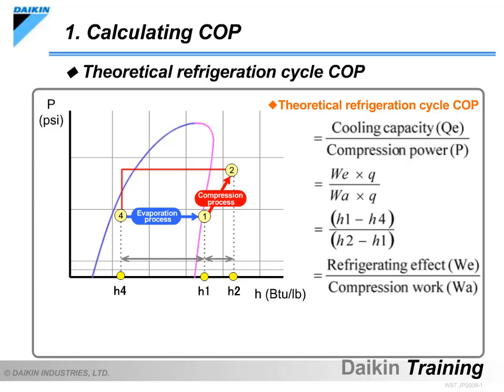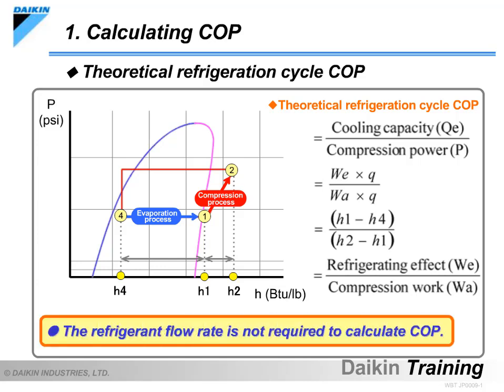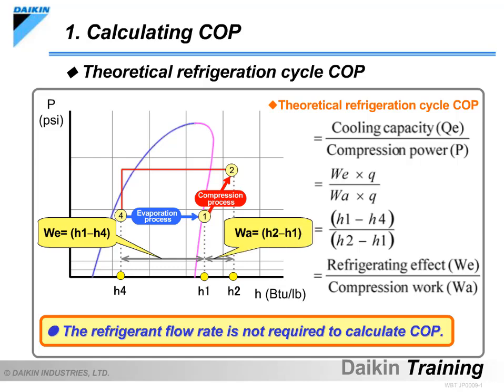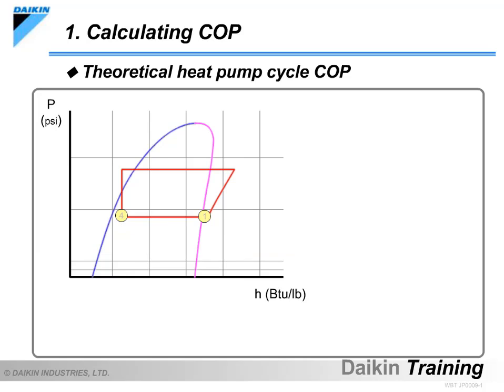As you can see from the formula, even if the refrigerant flow rate is unknown, the COP can be calculated by reading the refrigerating effect and compression work from the refrigeration cycle on the pH chart. Now, I would like to explain how to calculate the COP for the theoretical heat pump cycle.